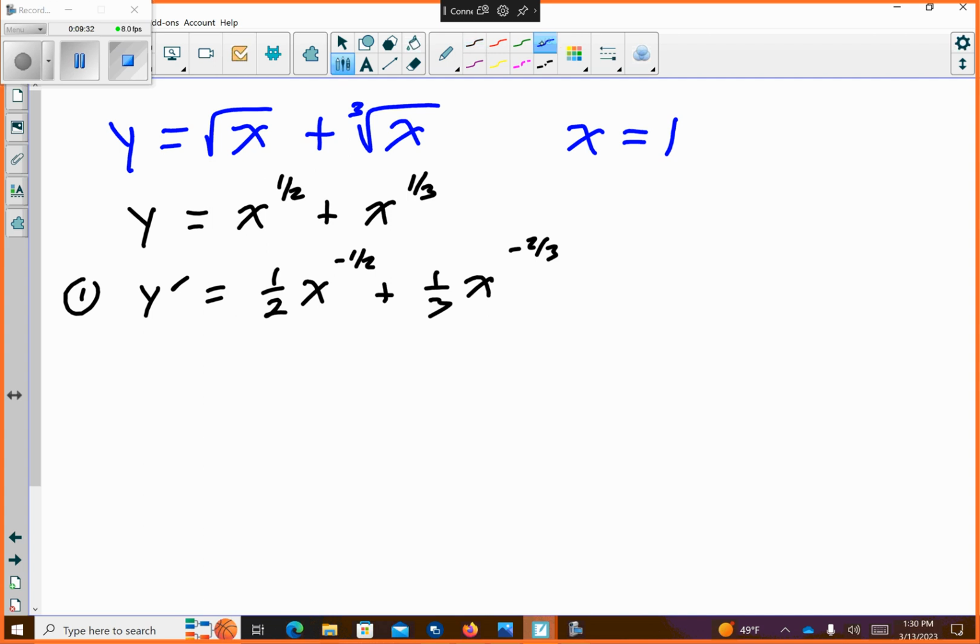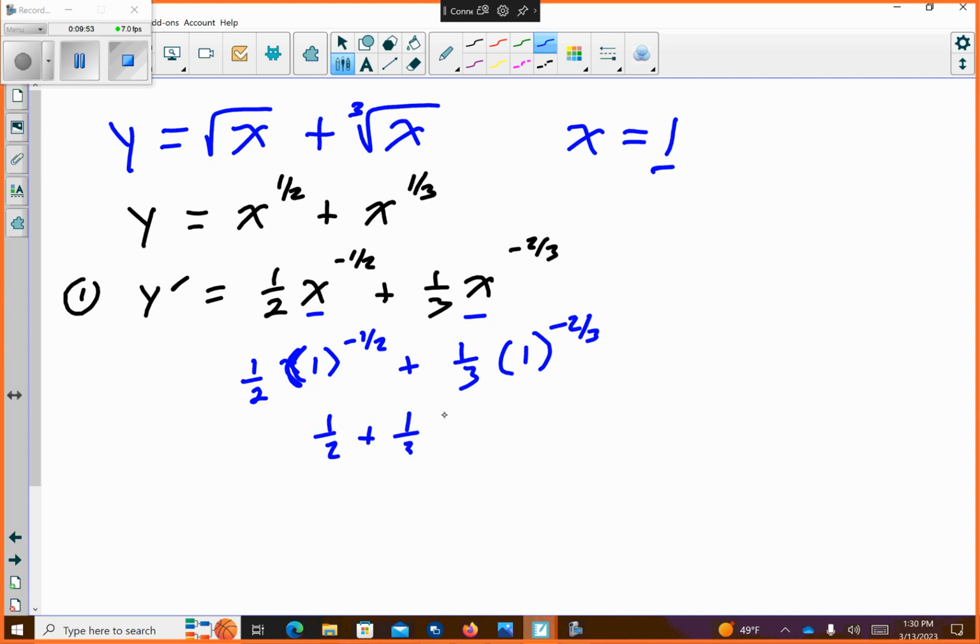Okay. I can take my 1 and plug it into that. So I'm going to get 1/2 times 1 to the negative 1/2 power plus 1/3, 1 to the negative 2/3 power. So that's going to give me 1/2 plus 1/3. 1/2 plus 1/3 is going to be 5/6. So that's the slope of my tangent line.